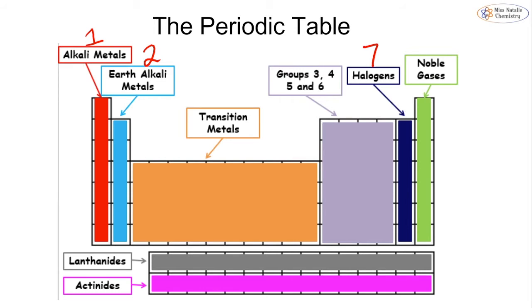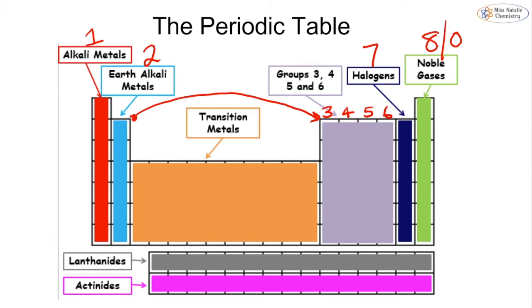That's your fluorine, chlorine, bromine, iodine, and astatine. And then group number 8 is the noble gases, sometimes known as group 0. And the noble gases will be helium, neon, argon, and so on. This part in the centre is known as the transition metals, and we don't give these group numbers. So your group numbers jump from number 2 here to number 3 here. So we ignore this section in the middle.